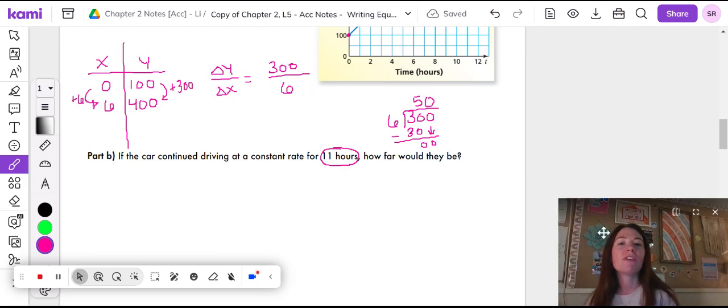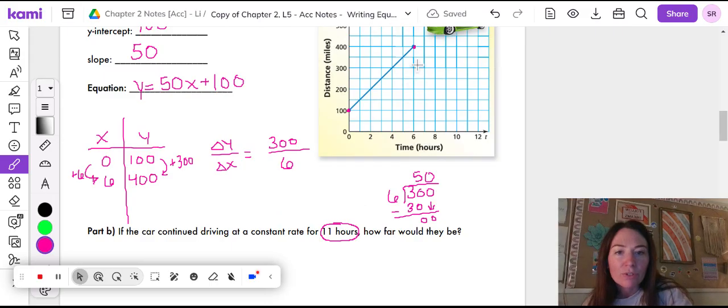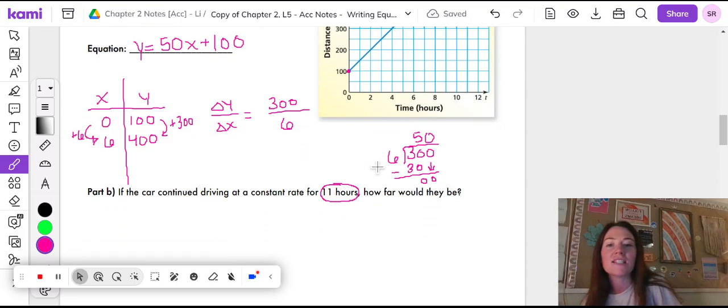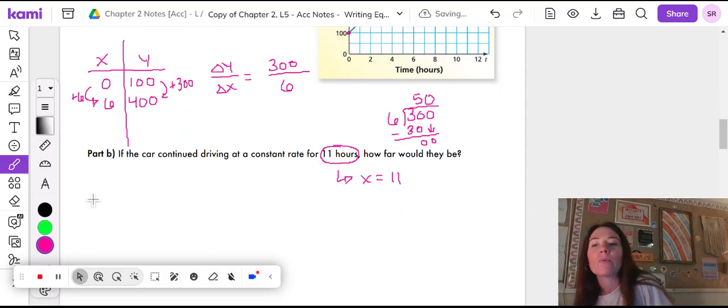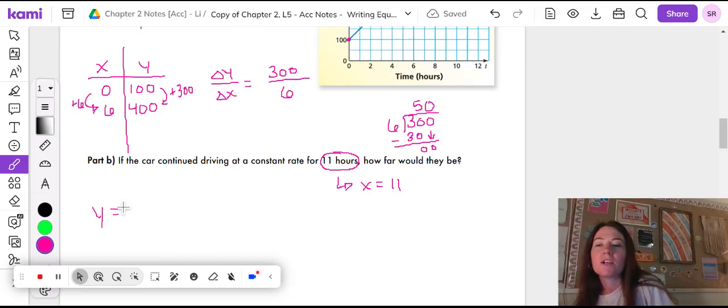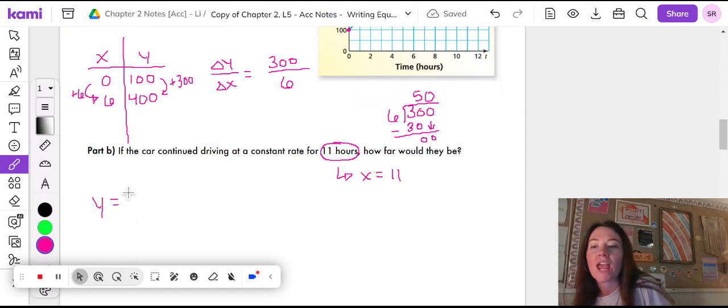Okay, if they were driving for 11 hours. Now, I can't just look at the graph because my graph only goes up to 6 hours. Okay, so we have to actually plug this number into our equation. I know that hours is on my x-axis, and therefore this is an x value. It's telling me that x equals 11. This is why we come up with the equation, because you can make predictions for any amount of time. Now that I know x is 11, I can replace x with 11 and calculate.